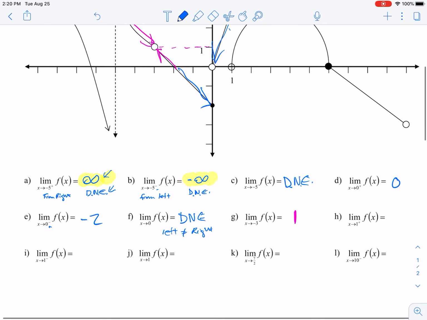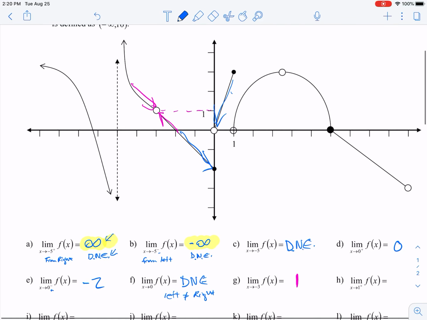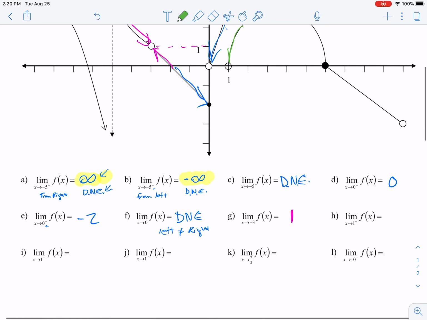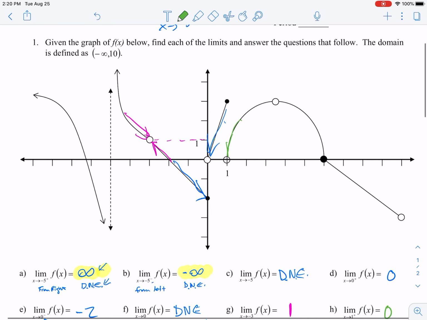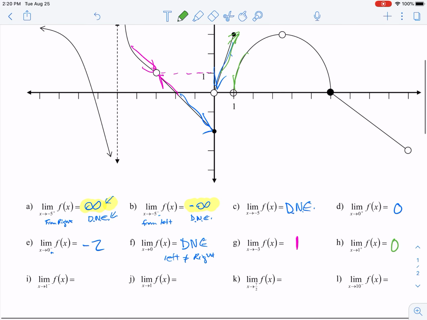The limit as it approaches 1 from the right. Let's change colors. Green. Comes in this way. It looks like 0. Come in from the left. Oh, it's way up. It's up here. It goes to 3. The limit here does not exist.